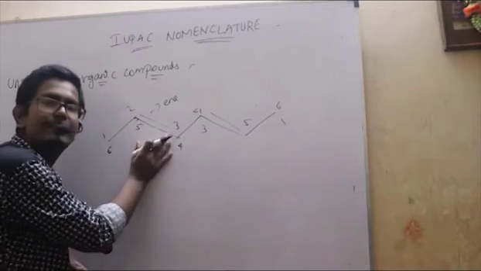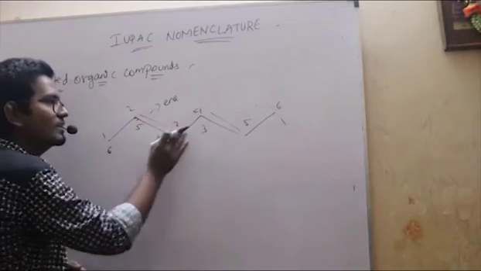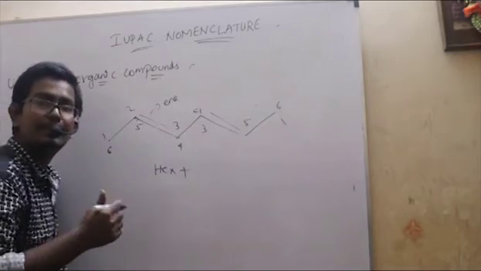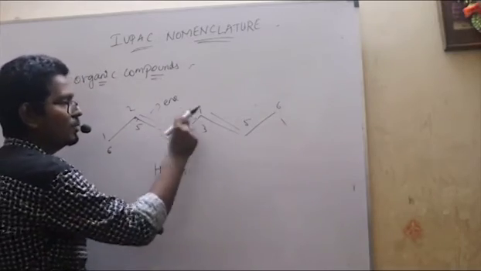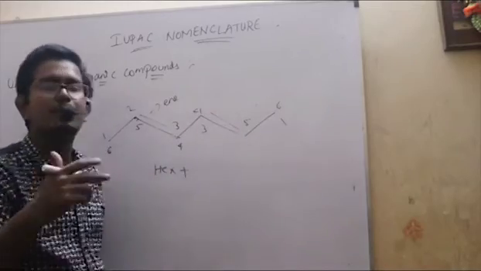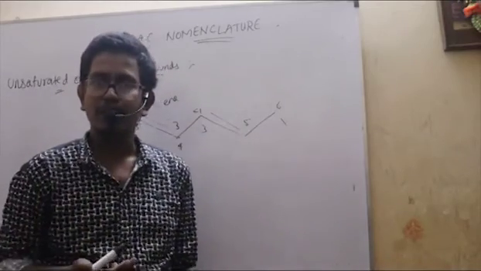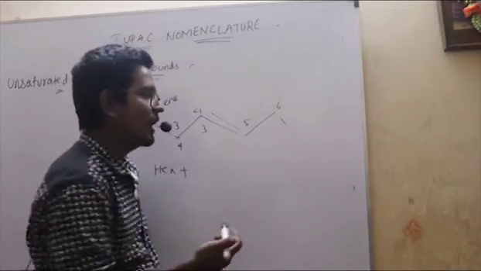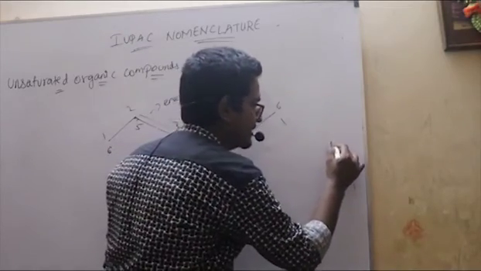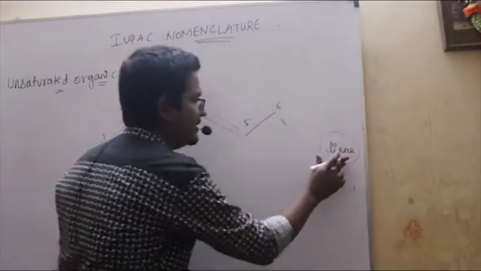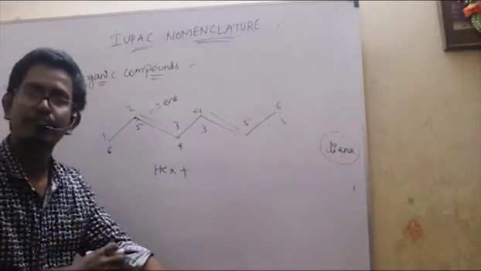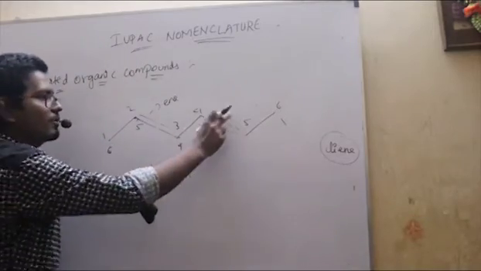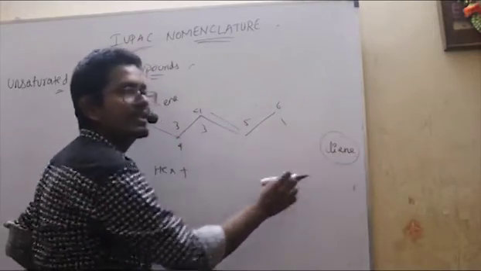Here there is no primary prefix, no secondary prefix. What is the root word here? 6 carbon, that means hex. Plus, what is the primary suffix here? Here 2 double bonds are present. If 2 double bonds are present between the carbons in a compound, then we should write it as diene, right? Diene we should write. We would have studied this in the primary suffix. You can see here, if 2 double bonds are present, then we should use diene.